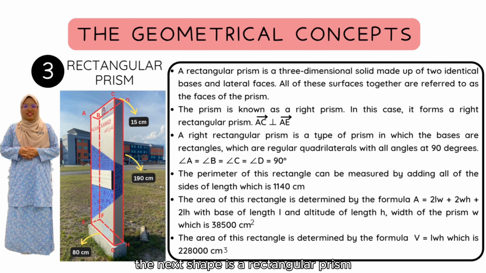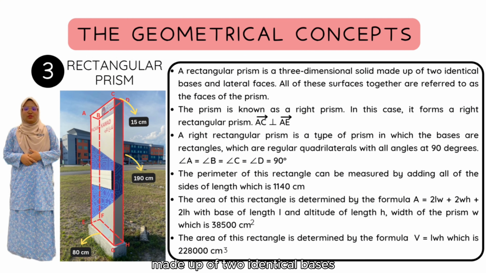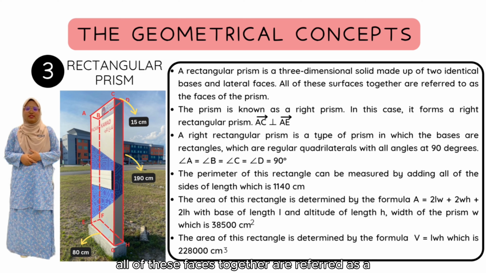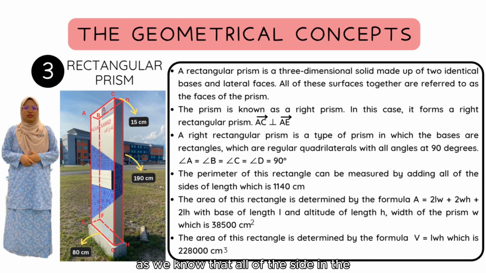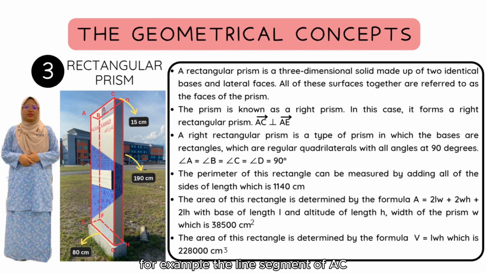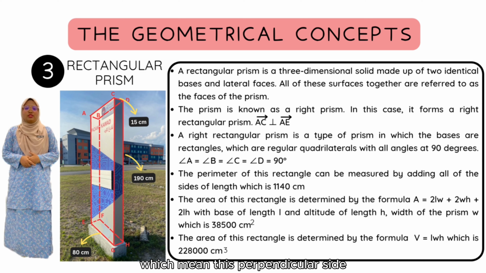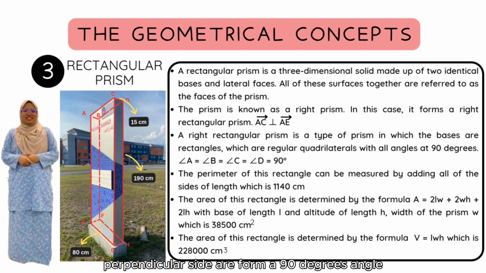The next shape is a rectangular prism. A rectangular prism is a three-dimensional solid made up of two identical bases and also lateral faces. All of these surfaces together are referred to as the faces of the prism. As we know, all of the sides in the rectangular prism are opposite to another side. For example, the line segment AC is perpendicular to the line segment AE, which means these perpendicular sides form a 90 degree angle.